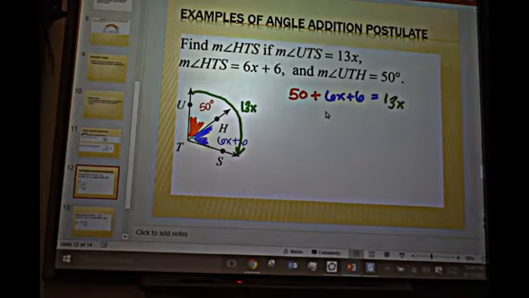Yeah, when we get down to it, we get 56 is equal to 7x. Yep. So x becomes 8. We're going to plug that in. 6 times 8 is 48, plus 6 is 54 degrees.